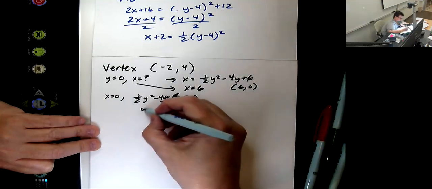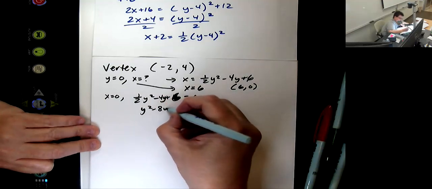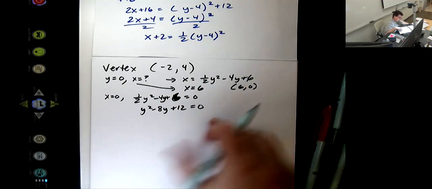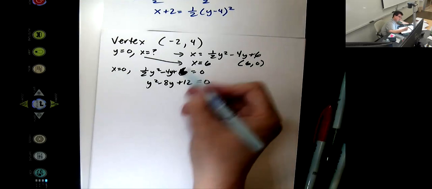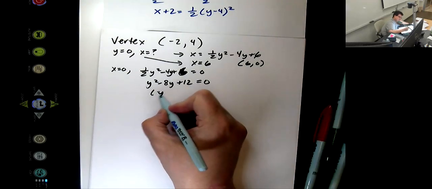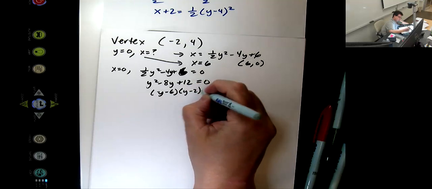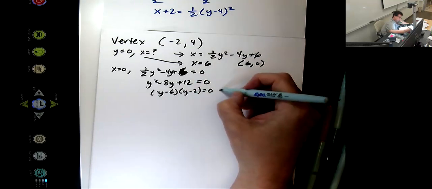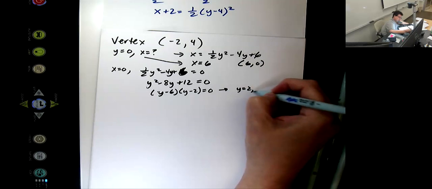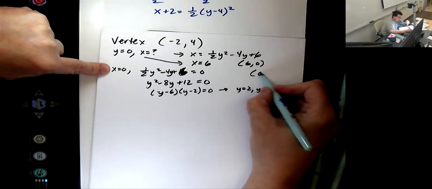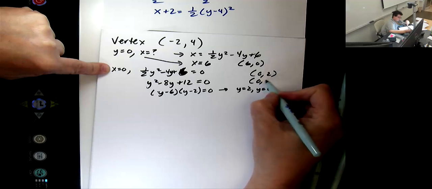If you multiply through by the 2, you said you liked that. That looks like (y minus 6)(y minus 2). So we get y equals 2 or y equals 6. Along with the x, I got (0, 2) and (0, 6).